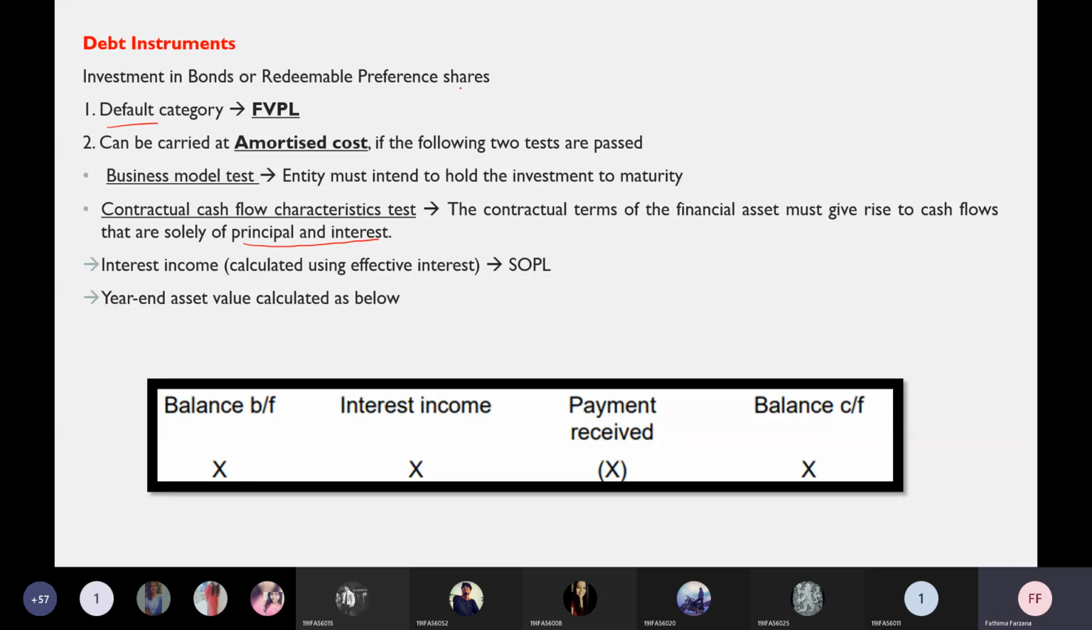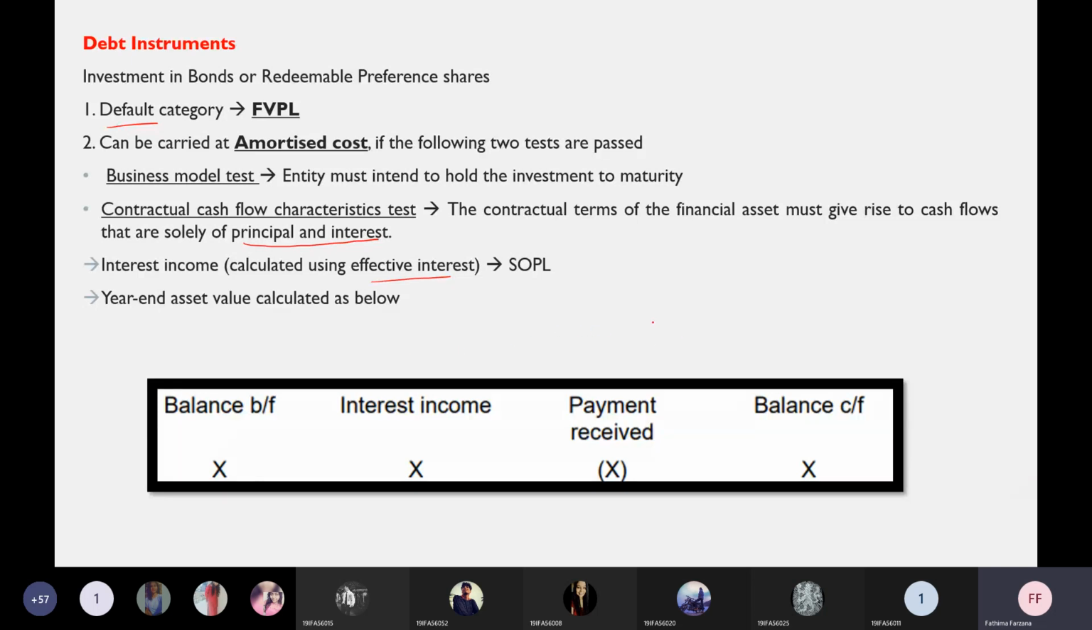Otherwise, you have to go with FVPL only. Okay, so under this contractual cash flow, interest income is calculated using the effective interest market rate, which will be taken to SOPL as interest income. And year-end asset value will be calculated like this. Initial amount plus effective interest minus interest paid, we'll be getting amortized cost.